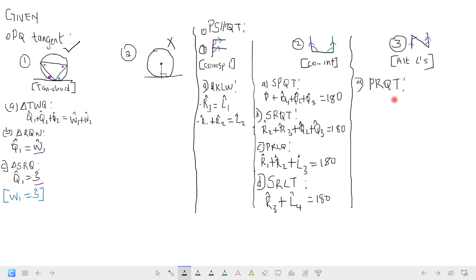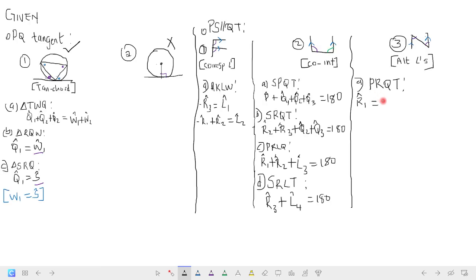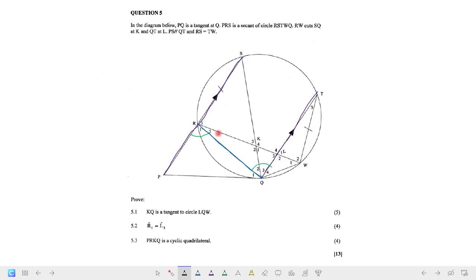So here I can see that R1 is the same as Q2 plus Q3, right? And now we're gonna move on to the next line, that is this one.